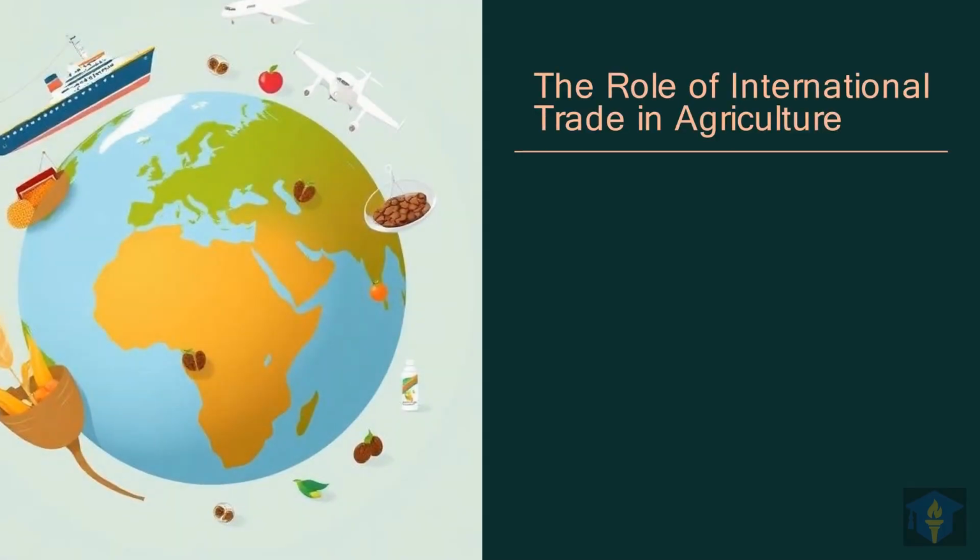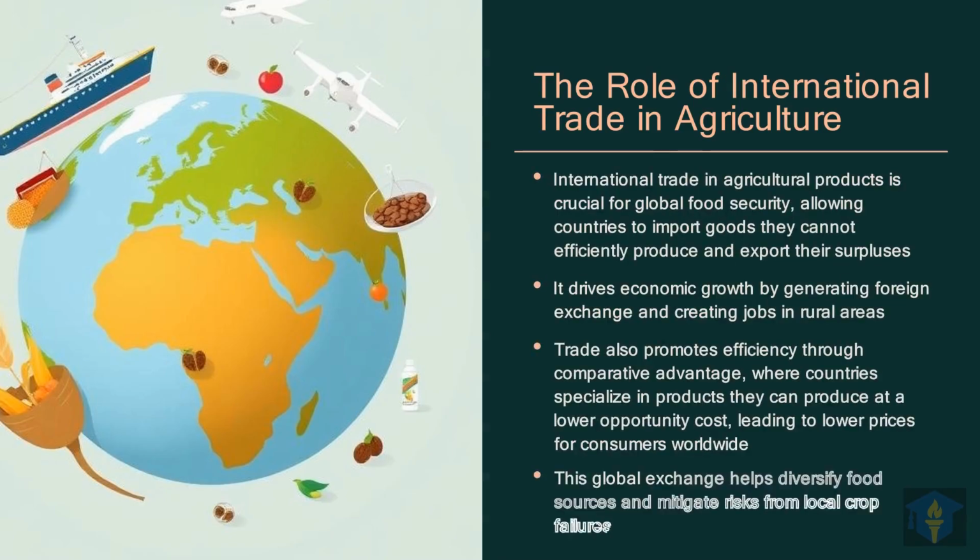Let's discuss the crucial role that international trade plays in global agriculture. International trade in agricultural products is vital for global food security, allowing countries to import goods they cannot produce efficiently while exporting their surpluses. It drives economic growth by generating foreign exchange and creating rural employment opportunities.